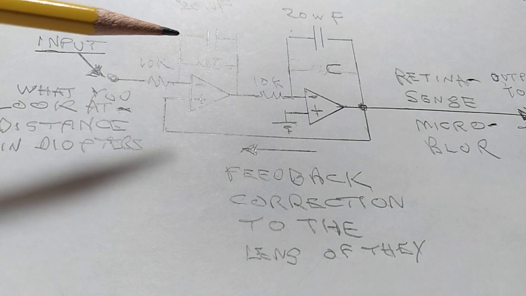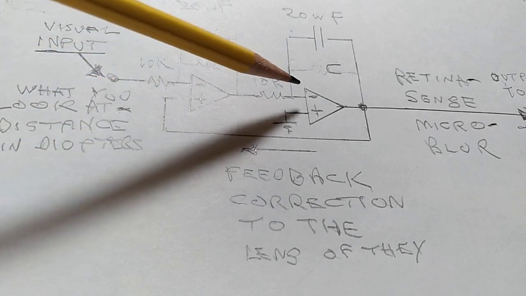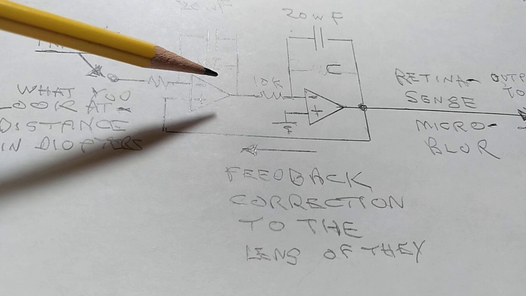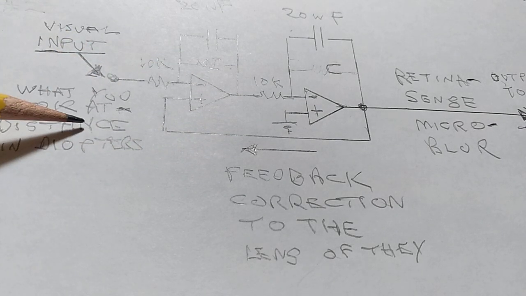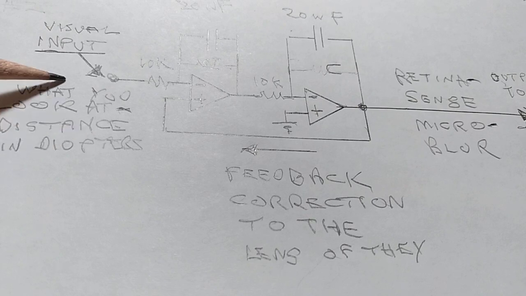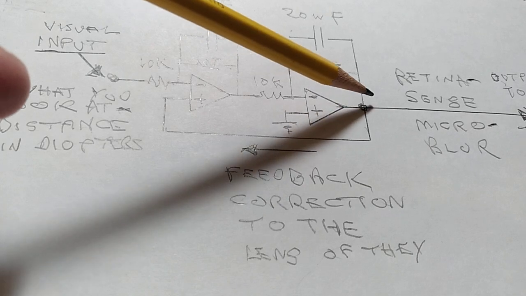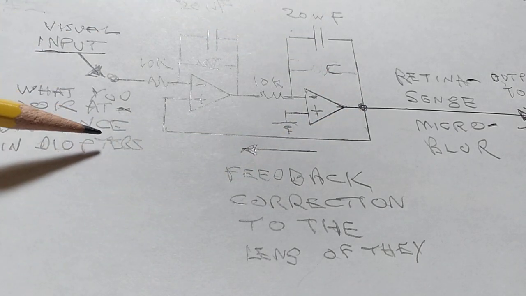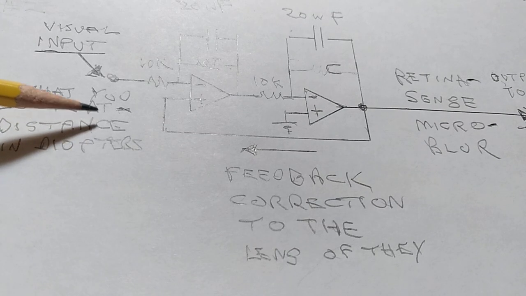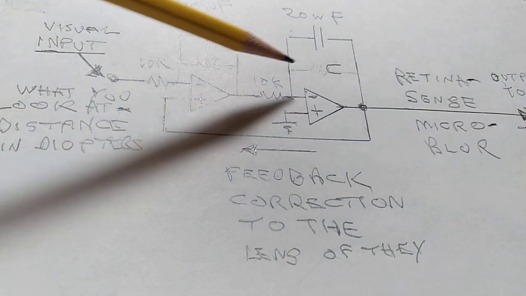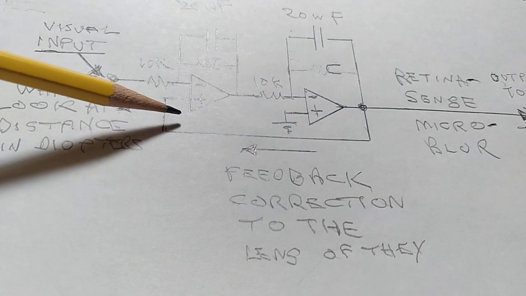So this system always has a signal that represents what you're looking at internal to the eye. So if you're looking at 20 inches, that's -2 volts. So the output becomes -2 volts. If you're looking at 4 inches, that's -10 diopters. So the lens changed by 10 diopters.